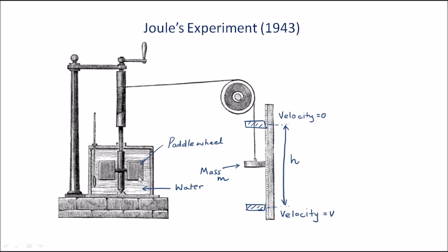There was a paddle wheel immersed in water which was turned by a falling mass. Suppose the mass, starting at rest, fell by a height h and the final velocity of the mass was v, then he found that mgh was not equal to half mv squared. So some mechanical energy was lost.